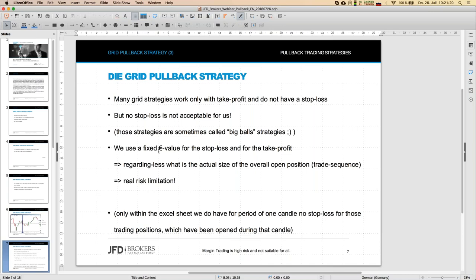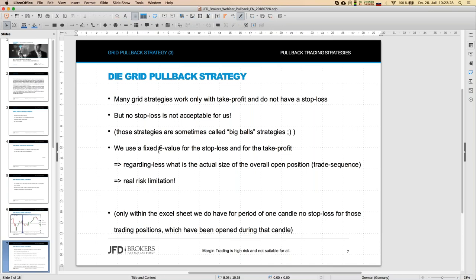Later you will see within our Excel sheet, just because of technical limitations, that we have in principle the one candle we are looking at, and we are placing our buy limit orders and sell limit orders. If those orders are filled, they will not have a stop loss and a take profit, calculation wise, but only until the end of that candle. So let me be practical. It means that for maximum one day, all trades which are opened during that day do not have a stop loss or a take profit. On the other hand, if price really goes crazy down, then on the next day, of course, we will reach our stop loss, and if nothing really crazy happens, that's okay.